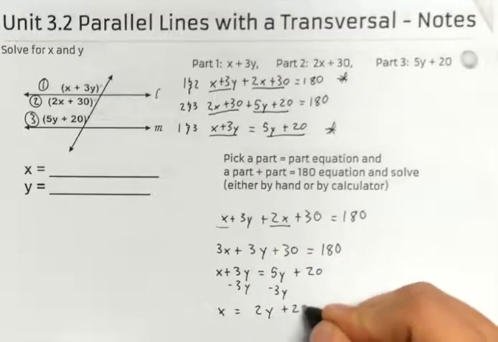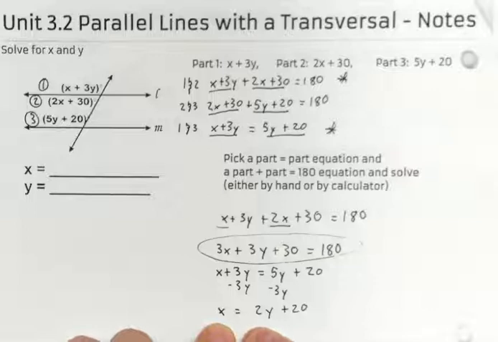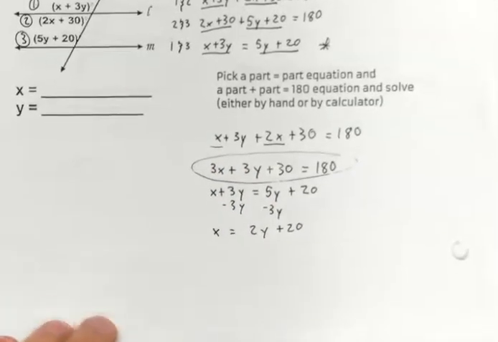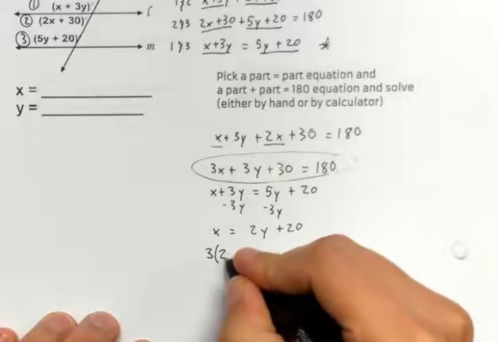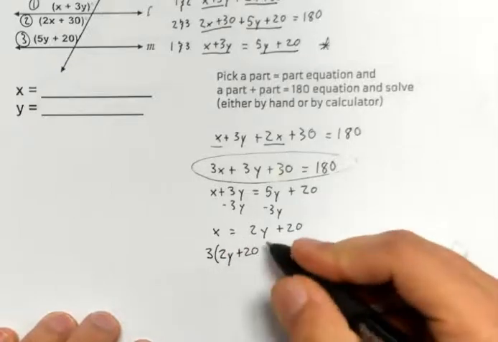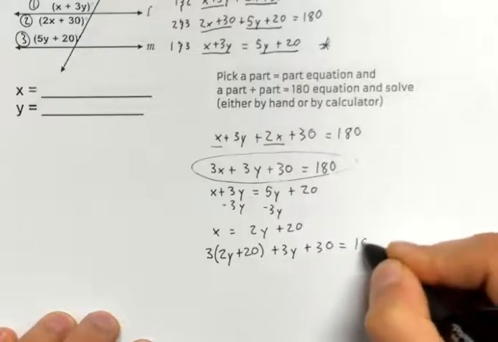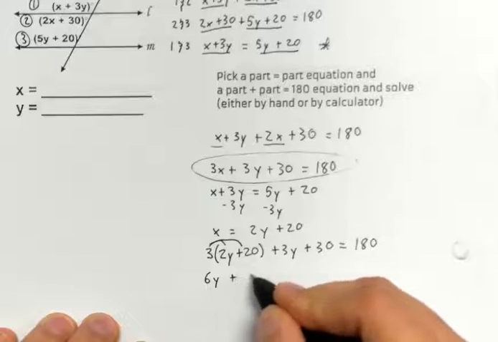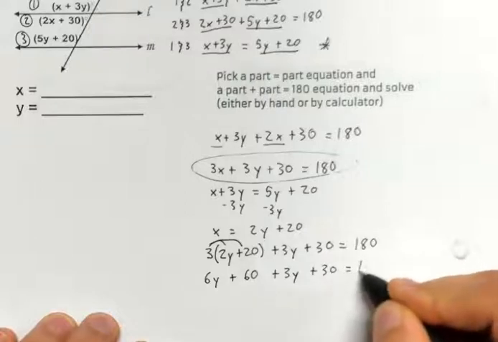2y plus 20. Now I'm going back to this first equation up here, and instead of saying 3x, I'm going to say 3 times all of this, because that's x and all of this are the same thing. So I'm going to put 3x, so 3 times all of that, 3 times 2y plus 20 plus 3y plus 30 is equal to 180. Okay, distribute, I get 6y plus 60 plus 3y plus 30 is equal to 180.